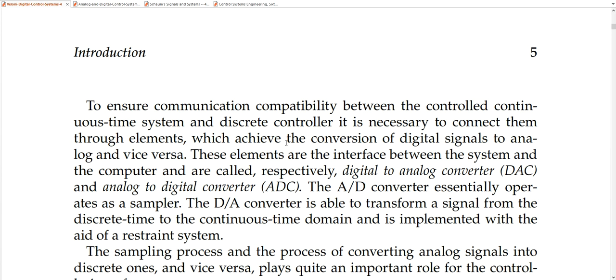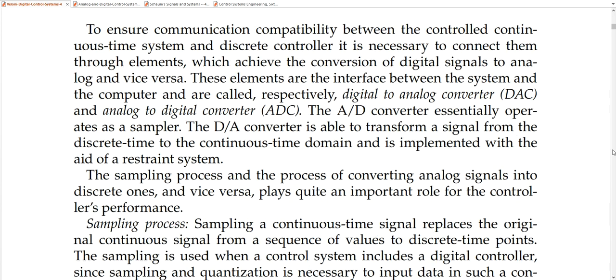So to ensure communication compatibility between the controlled continuous time system and the discrete controller, it is necessary to connect them through elements which achieve the conversion of digital signals to analog and vice versa. These elements are the interface between the system and the computer and are called respectively the digital to analog converter and the analog to digital converter.